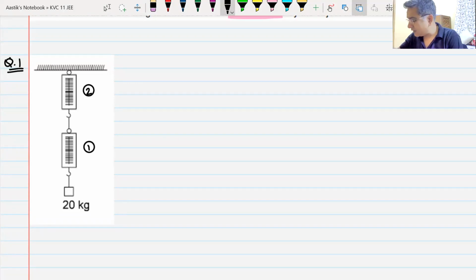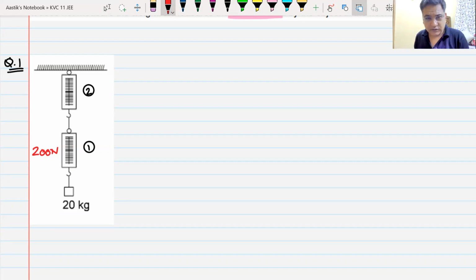What will be the reading on the spring balance one? Take g as 10 meter per second square. What is the reading in spring balance number one? 200 Newton. That will be the force exerted by the block on the spring balance. What will be the reading in spring balance number two?